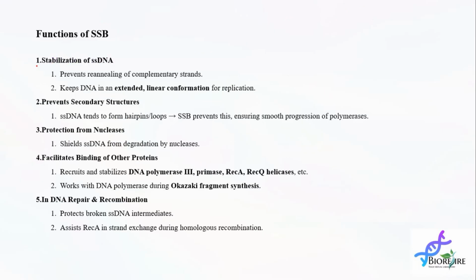Next, its function is to stabilize the DNA, meaning it prevents reannealing, keeps the DNA extended in linear conformation, prevents secondary structure, and protects it from nuclease enzymes. It facilitates the binding of other proteins like DNA polymerase and primase. It works with DNA polymerase during Okazaki fragments, and it is also helpful in DNA repair and recombination.